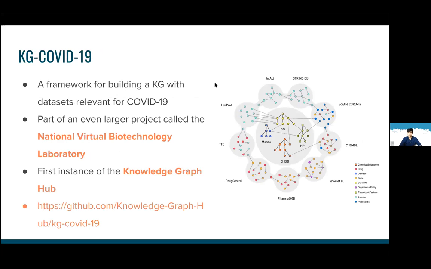The next example of the use of Biolink Model is KG COVID-19, which is a framework and a knowledge graph. The framework itself was built because we had a requirement of building a knowledge graph with data sets that were relevant for COVID-19 research. This project was started earlier this year, sometime in March, April, and this is what we would call the first instance of a knowledge graph hub.